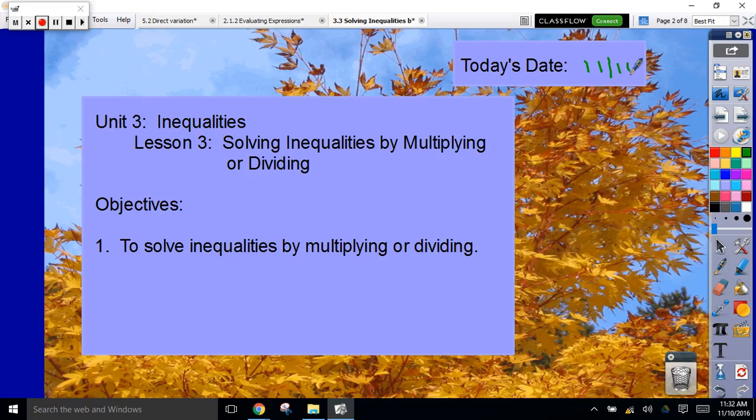We are solving inequalities by multiplying or dividing today. And when we multiply or divide, there's something that happens that's a little bit different than solving regular equations. Michael, question?